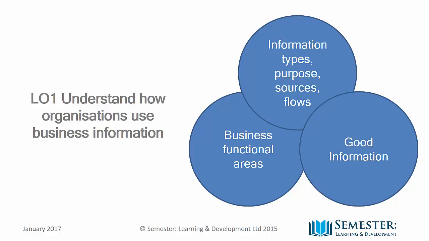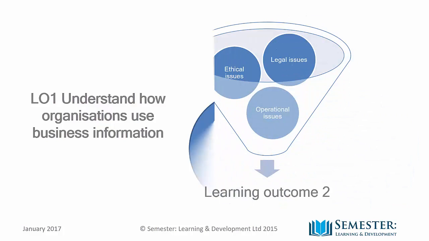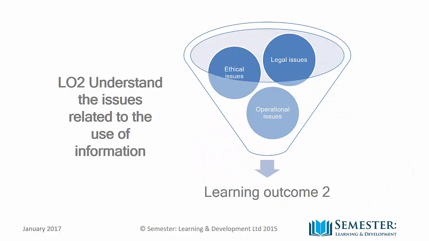So learning outcome 1, you'll need to be able to explain how organisations use information and be able to illustrate the information flow between different functional areas. For a distinction, you'll need to be able to explain how an organisation could improve the quality of its business information. Learning outcome 2, you'll need to be able to explain the issues related to the use of information and assess how these issues can affect an organisation.